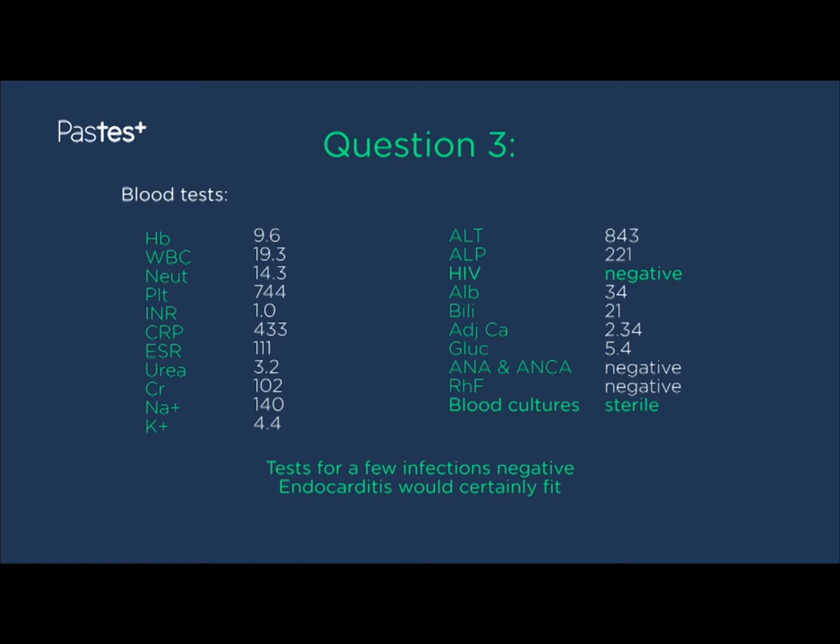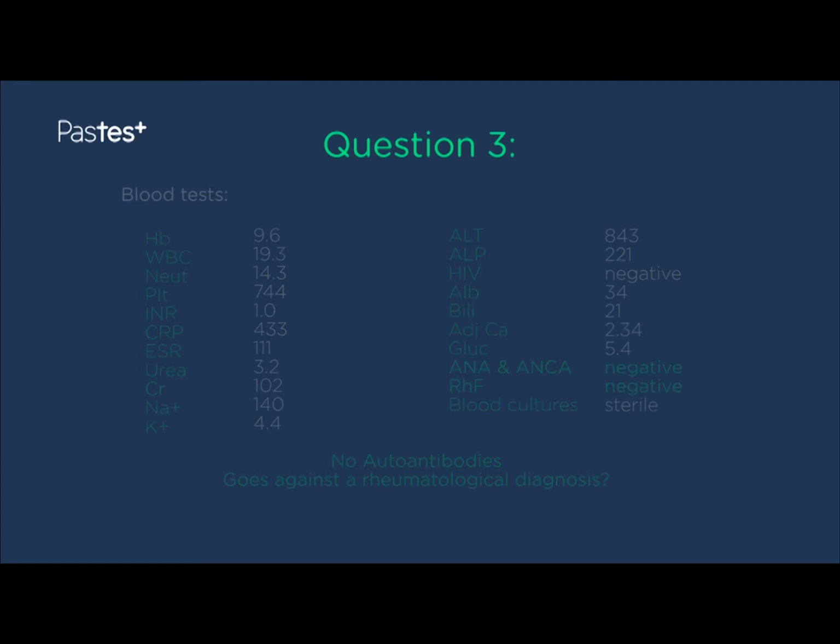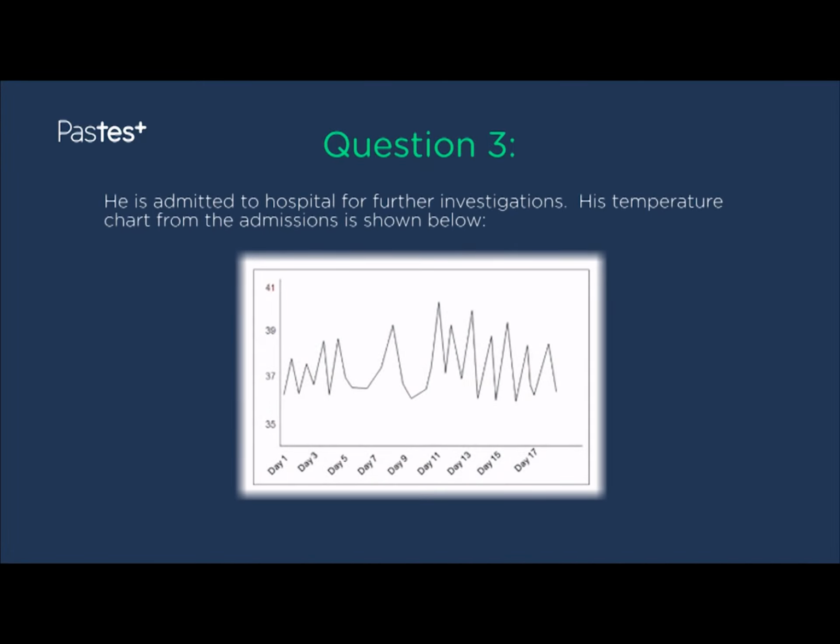That would have been a great explanation, but blood culture's sterile, HIV negative, and his autoantibodies are negative, which sort of throws you away from a rheumatological diagnosis. Or does it? And actually, looking at his temperature chart, there's something quite rheumatological about it, and that's that the fevers go sky high, but return to baseline every time. That's unusual for an infection. Infections, they normally go up and stay up, go up and down a bit, but rarely return to baseline.